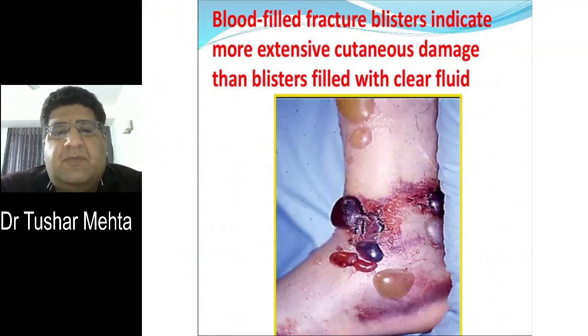Now, if you see something like this, where there are certain blood-filled blisters, these are called fracture blisters. They definitely mean that there is massive skin damage, and the blisters, as you can see, are blood-filled. So you can have two types of blisters, clear fluid and blood-filled. Blood-filled means, of course, massive damage.